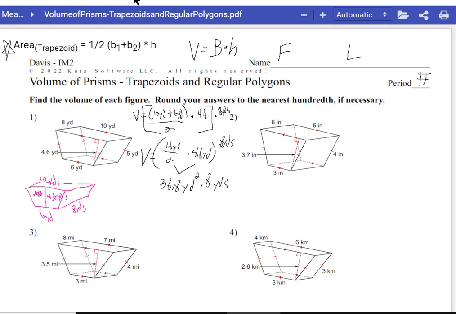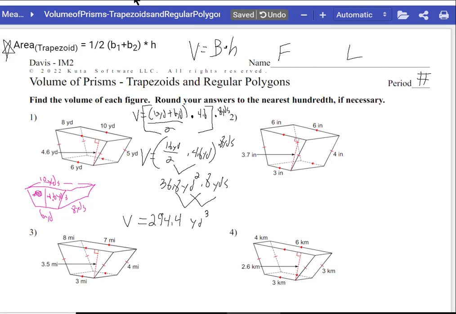If I multiply these, I multiply the numbers and the units of measurement. Since there are 2 yards here and 1 yard there, it's now going to become cubic yards, or yards cubed. And the volume of this trapezoidal prism is going to be 294.4 yards cubed.